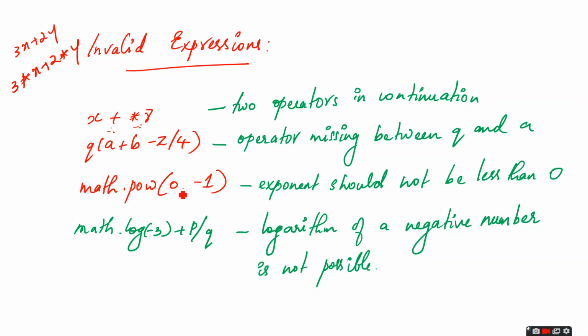Now math.pow of 0, minus 1. When we are finding the power, the exponent should not be less than 0. Then only it is possible to find the power. Minus 1, it is not possible. Now math.log of minus 3. We should not use negative values to find the logarithm. So that is also an invalid expression. So while you are writing an expression, you have to follow these rules.